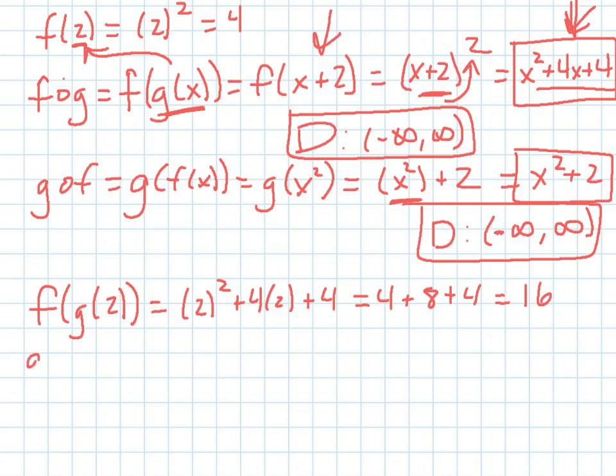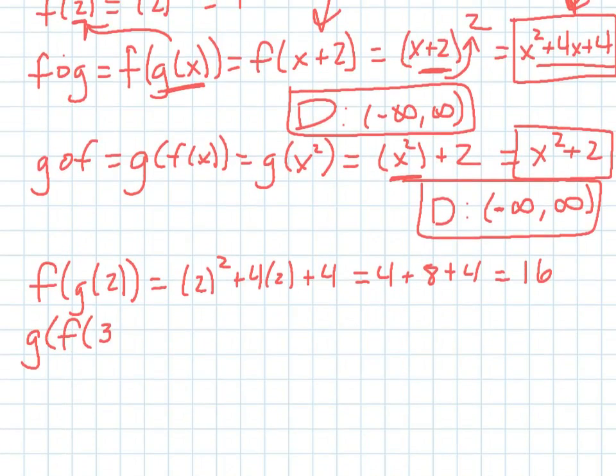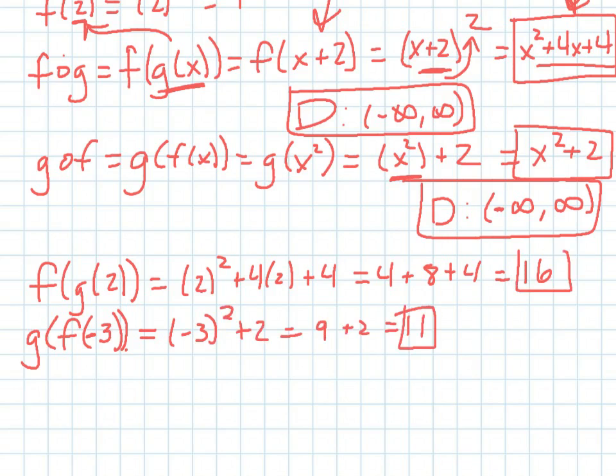Okay, and then g of f of negative 3, right? So then now, since I have x squared plus 2 there, negative 3 squared plus 2 gives me 9 plus 2, which is 11. So those are those two values that I needed to find. Okay? So that's the basics of composition. Okay? Have fun.